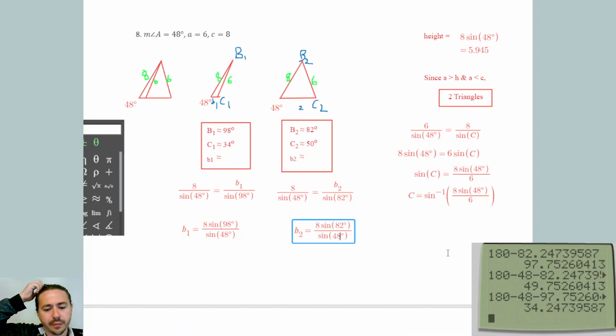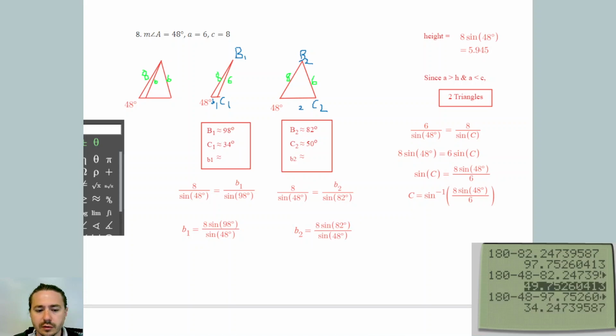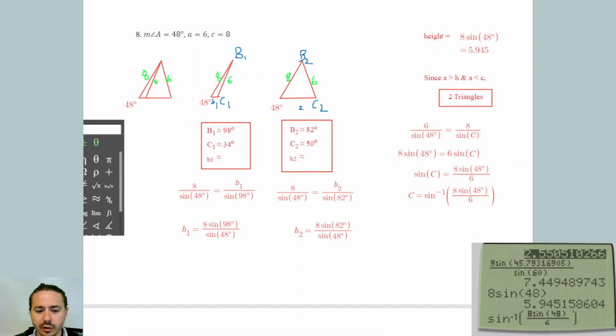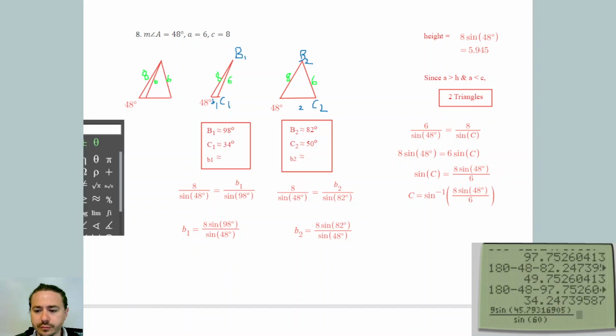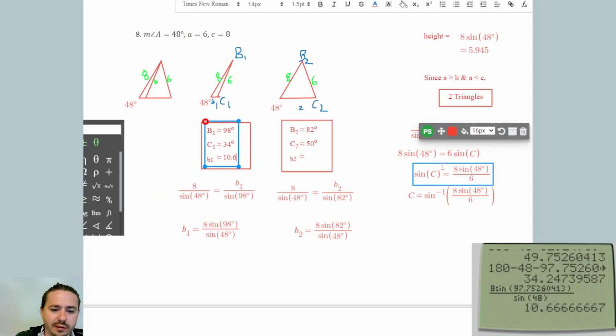Okay, so we got it all set up here. Now we just need to throw it in the calculator and be done with this one. So let's go ahead and copy what we had up here. We don't have to redo it. No sense recreating the wheel here. Okay, so we got 8 times the sine of whatever that 98 number was. So we delete this one, and we'll go find that 98. It's right up here. Over the sine of 48. Are we getting cut off here? No, that's okay. And so we get about 10.667.